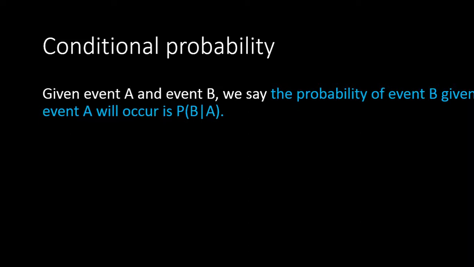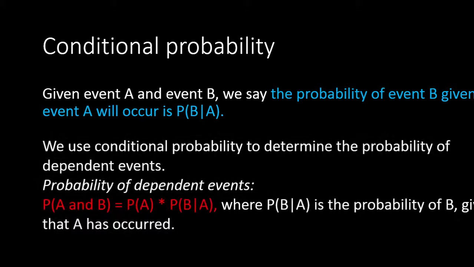To calculate the likelihood of dependent events, we use conditional probability. Given event A and event B, we say that the probability of event B, given that event A will occur, is P of B given A. So what does all that mean? P of B given A is the probability of B given that A has occurred. So that's what I was just talking about, again, going back to those two token examples.